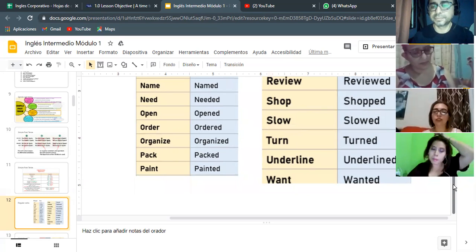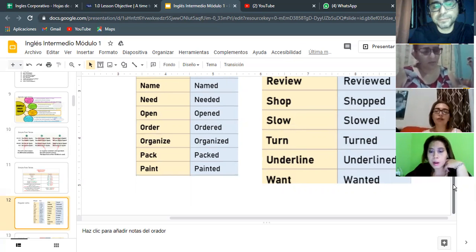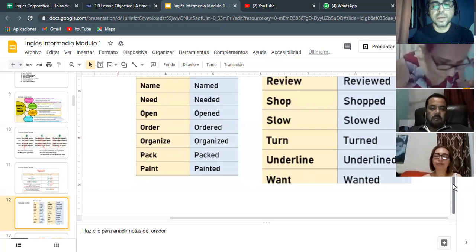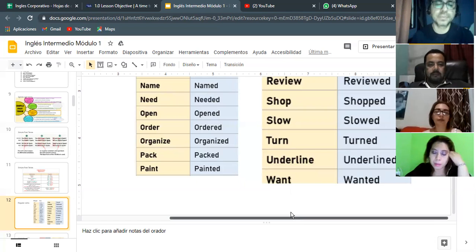Turn, turned. Underline, underlined. Want, wanted.